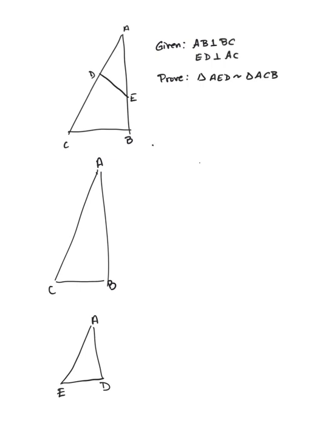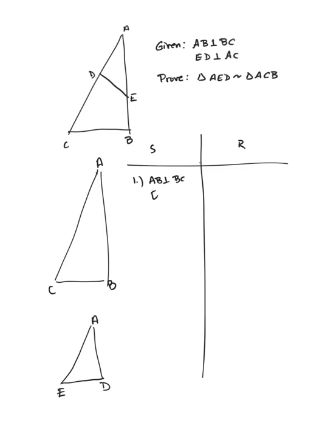So let's do the proof. So we have statements, reasons. Okay, in this video, I'm just going to do one proof. So I know it's a lot to watch proofs. So number 1, you put the givens. AB perpendicular to BC. ED perpendicular to AC. Given. Okay, so by now, you know from the previous triangle congruency unit that perpendicular lines give us right angles.